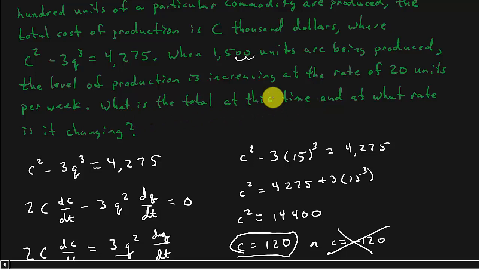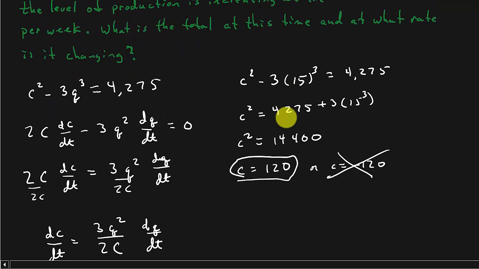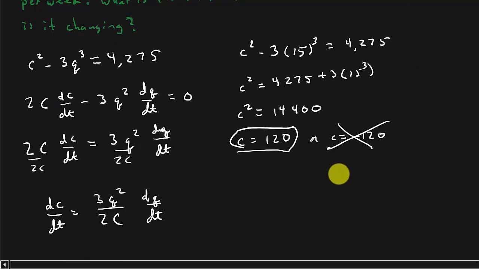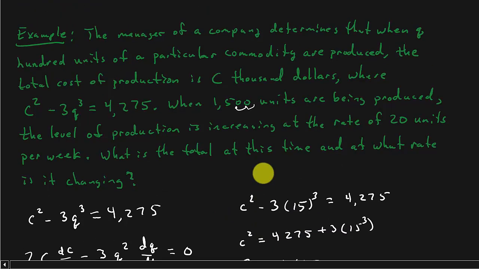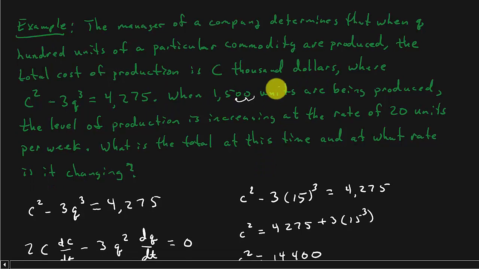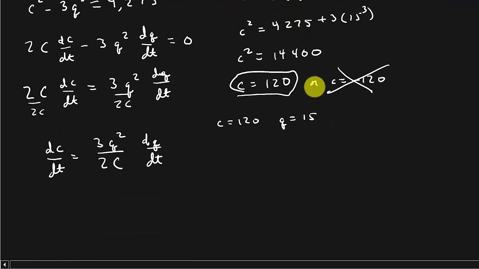All right. So now we want to know how fast the cost is changing. So I've got to plug in a number for C. I've got C is 120, Q is 15, right? They give me that. Q is the 1500 units, so I'm going to plug 15 in for Q. And then I've got C and Q covered.